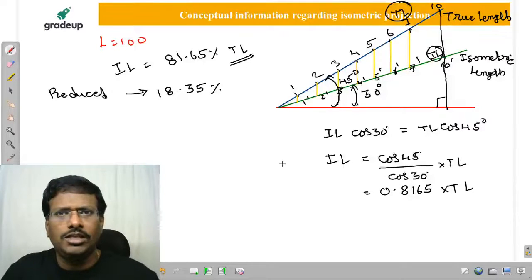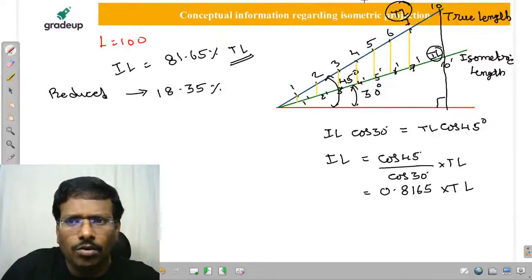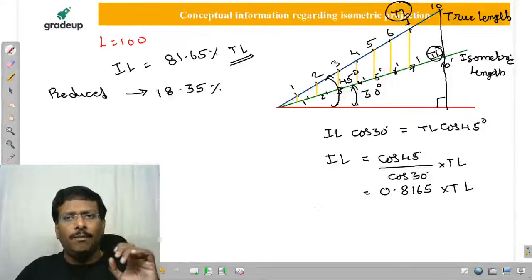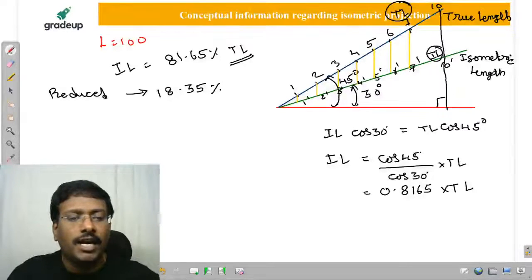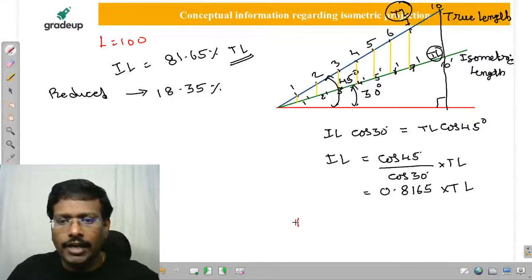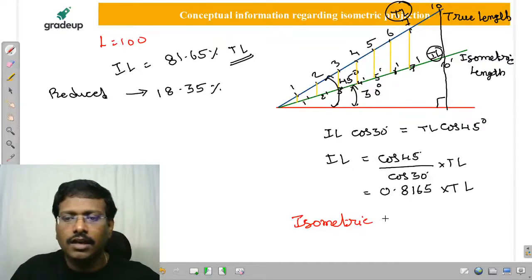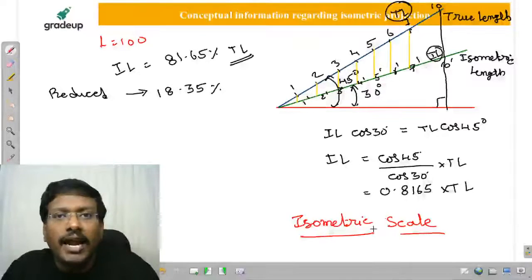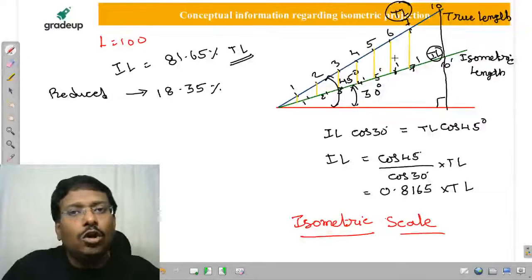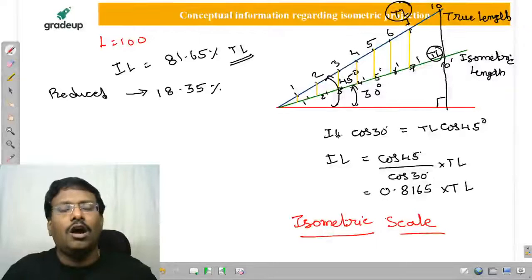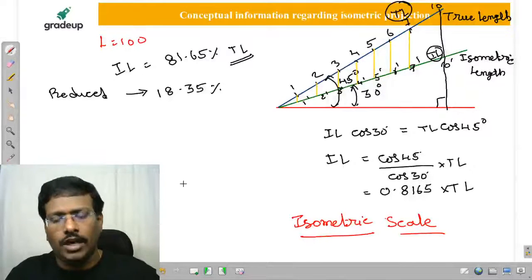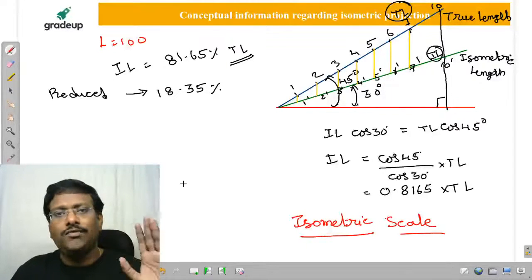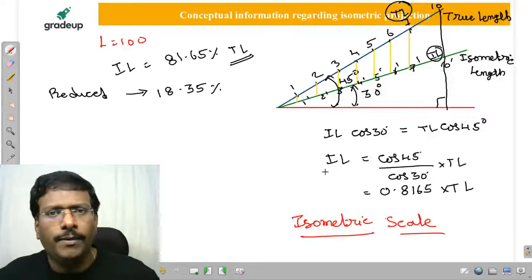Sir, every time we can't do this calculation for each and every dimension. That's why we are going to use this particular element. This is called the isometric scale. What is the isometric scale? This scale is useful to get the isometric lengths when the true lengths are known. Is it clear to all of you, my dear friends?